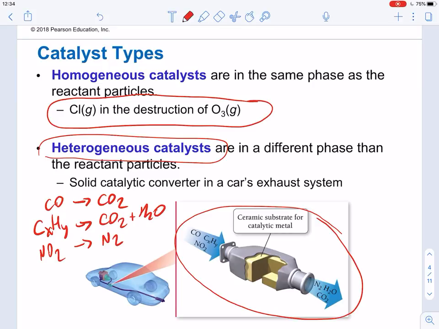Okay, so these are better for the environment than the other ones. So that's why you have a catalytic converter on your car. Well, newer cars at least. So, but that's an example of heterogeneous catalysis, because you have a block of material there that, at high temperatures, when those gases go through the material, then they are converted to the other compounds. Okay.